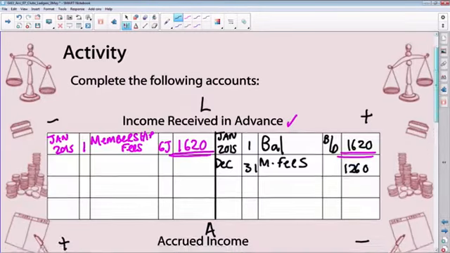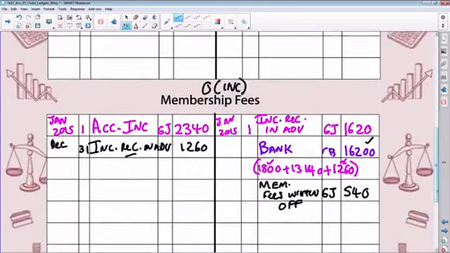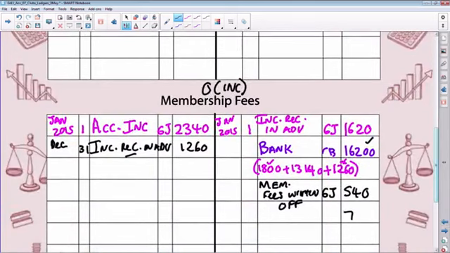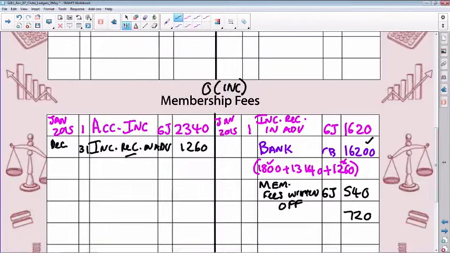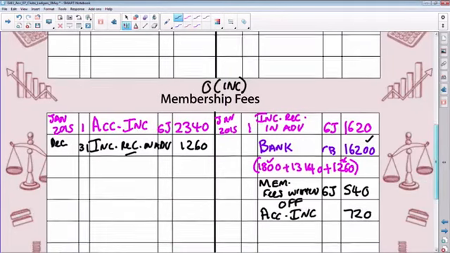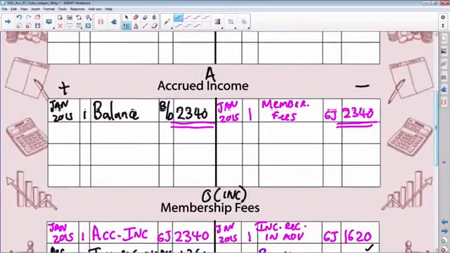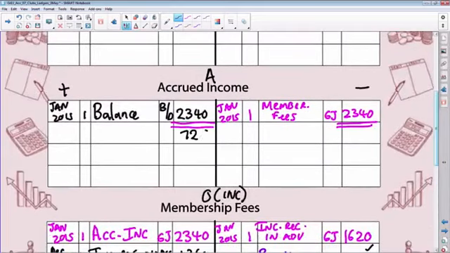So go back to my accounts. What am I going to do? I am going to credit membership fees with 720, and my contra account will be accrued income for this financial year. So 720, guys, accrued income for the current financial year, 720, and this came from my membership fees account at the end of the financial year.